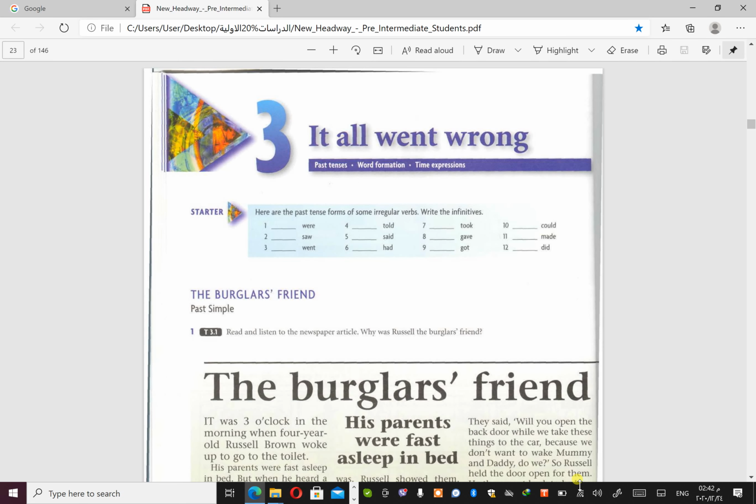or in Unit 3 from the book. This unit is called "It All Went Wrong". So if you look at the title here, it all went wrong. Obviously this unit is focused on the past tense, and I'm sure every one of you knows what the past tense is.